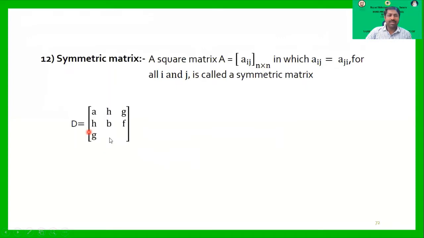So we have D as a square matrix, and we can see that here A12 is same as A21. Let me show you here. A12 is same as A21. A13 is same as A31. A23 is same as A32. So this matrix is symmetric about its diagonal.